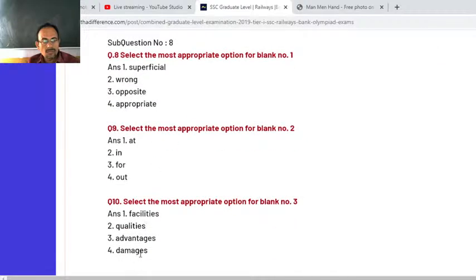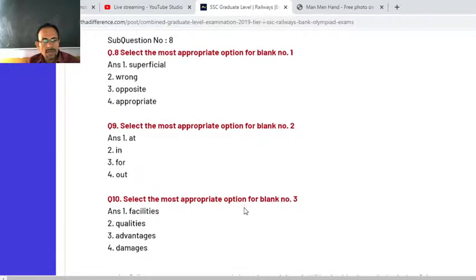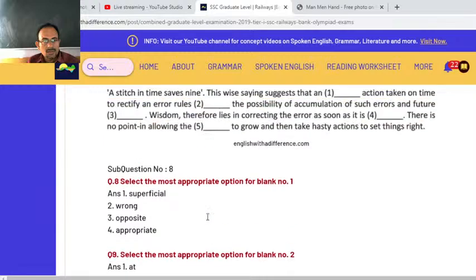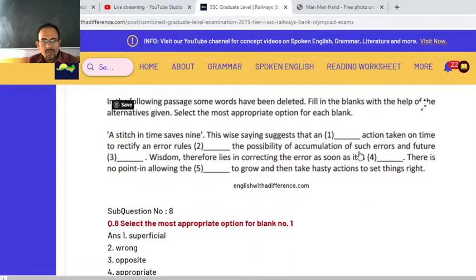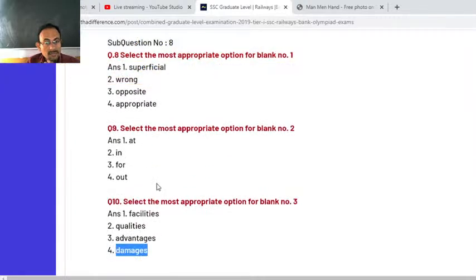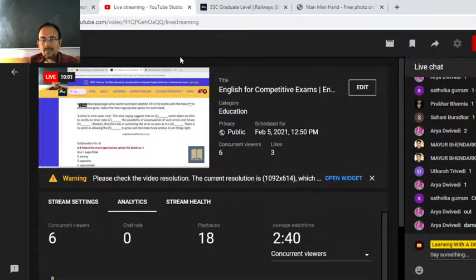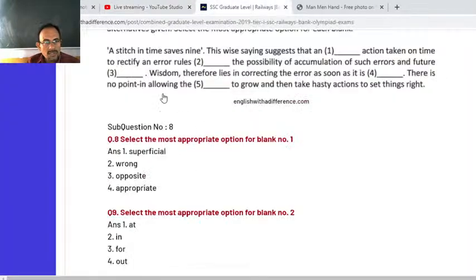Blank number 3. Facilitates, qualities, advantages, damages. So here in row number 3, you can see of such errors in future. And future damages. Yes, good. Future damages.